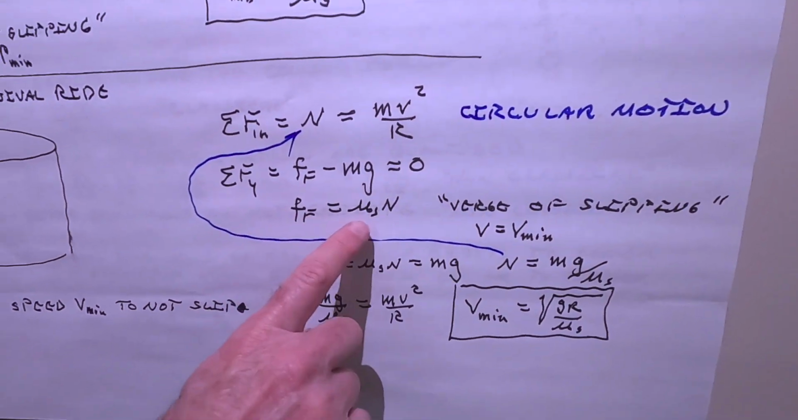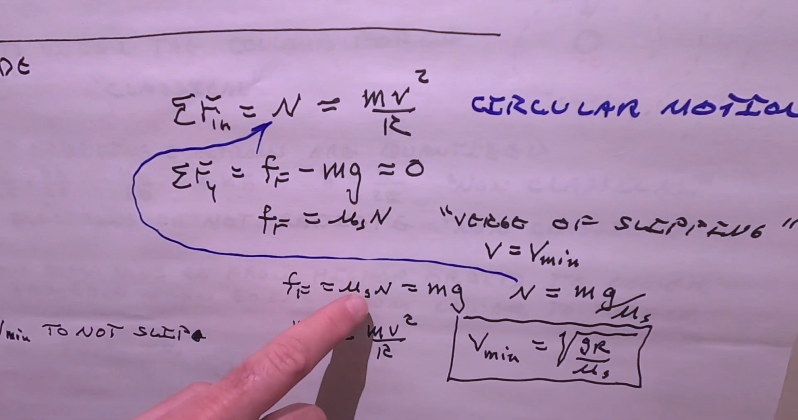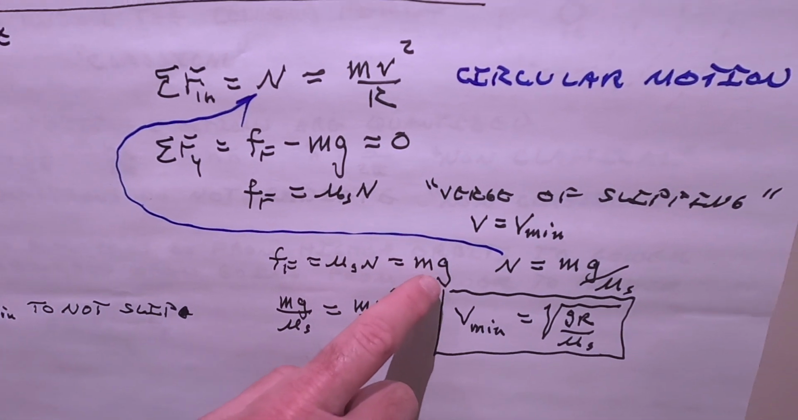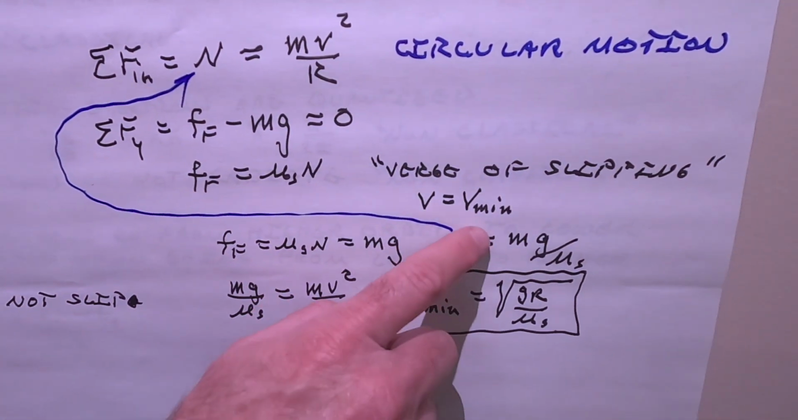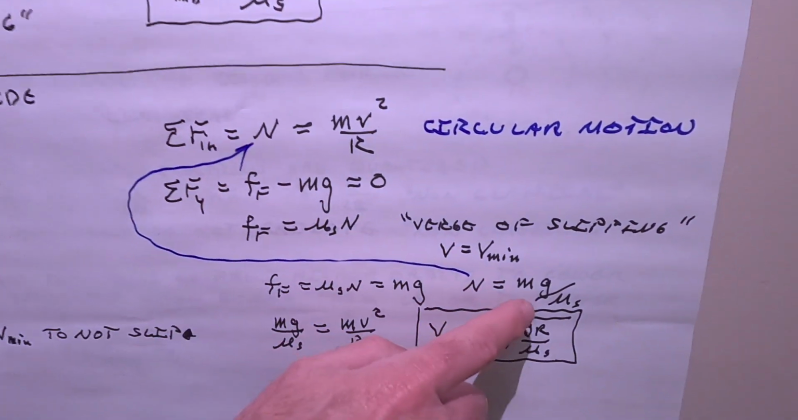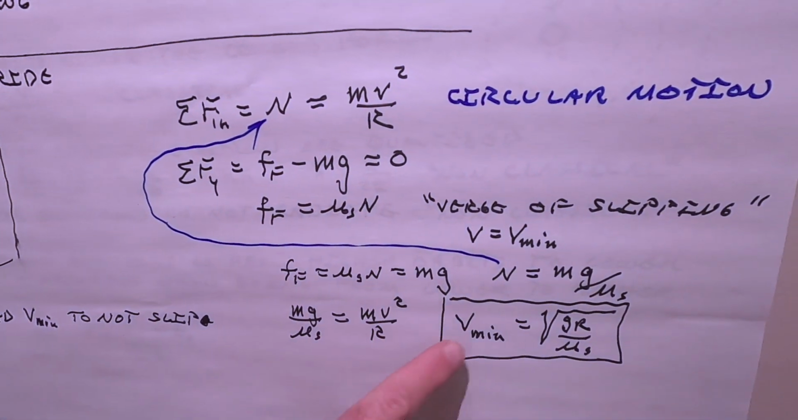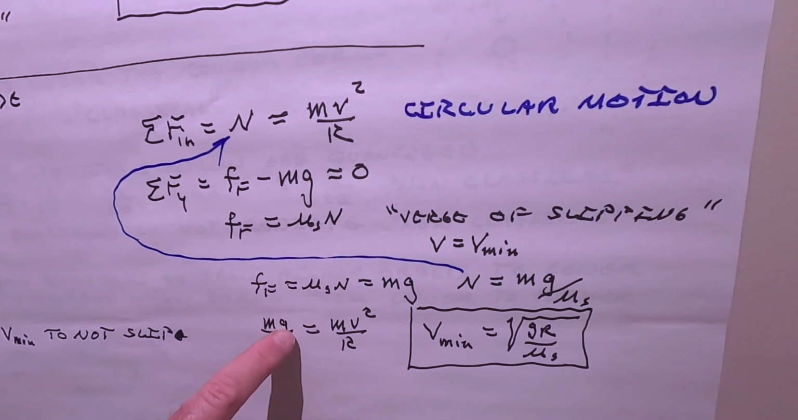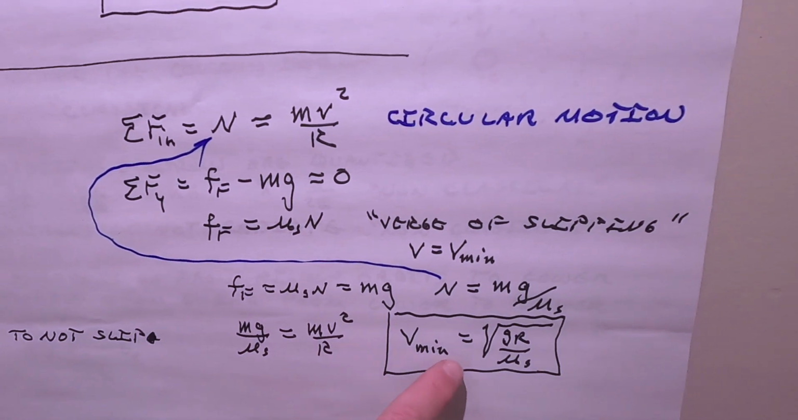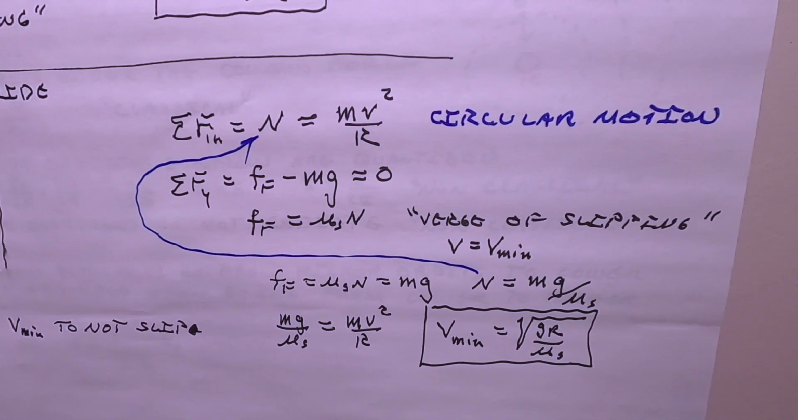And now if I put that up into here, we get mu s n equals mg. Now I'm going to solve for n, which is mg over mu s, and take that n up into here. And so we get mg over mu s equals mv squared over r. You notice the m's drop out, and we can solve for v min. Throw the r up above and take the square root. So the minimum speed is the square root of g r over mu s right here.